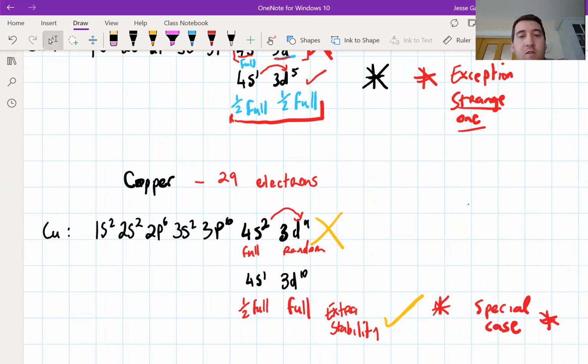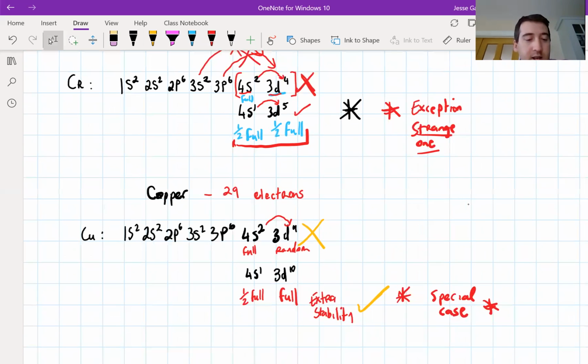All right, guys, that's it for configurations. We've done electronic configurations now, and we've looked at these two special cases. In the next video, we'll be looking at the electronic configurations for something called ions. So I'll see you in the next one.